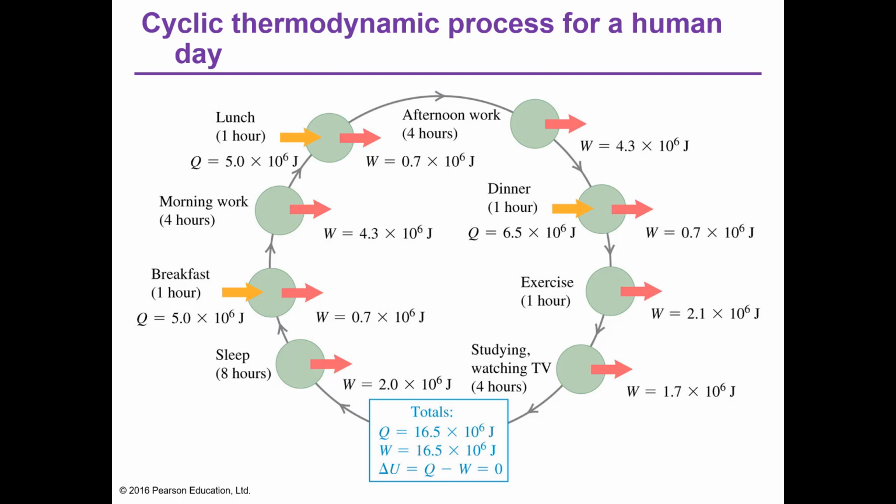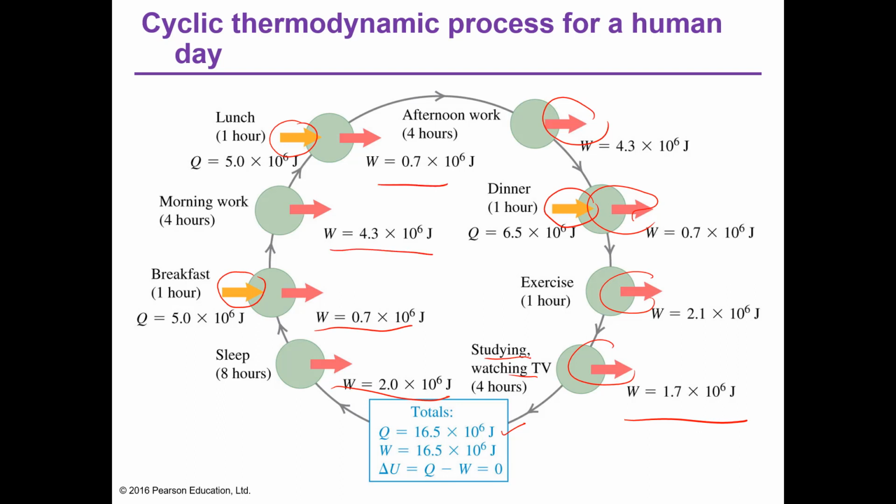So the person eats these yellow bars, which is the heat added. Okay, if you total it, that is around 16.5 times 10 to the 6 joules. They eat, but they also do work, shown in these red bars: exercise, studying, watching TV, 4 hours of watching TV, studying for about 1 minute. Even sleeping is work done by your body. If you add all this work, you'll get 16.5 times 10 to the 6, and Q is equal to W, so therefore delta U is 0, so we call this a cyclic process.